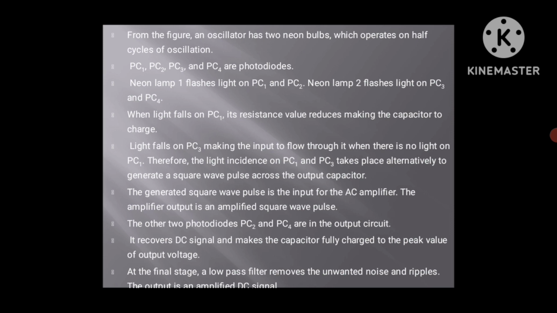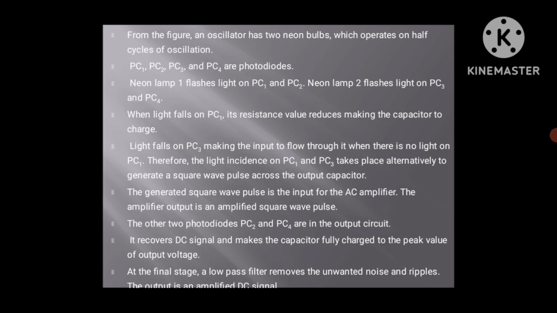When light falls on PC3, the current flows through it and there is no light on PC1. Therefore, the light incidence on PC1 and PC3 takes place alternately to generate a square wave pulse across the output capacitor. The generated square wave pulse is input for the AC amplifier. The AC amplifier is used to amplify the square wave pulse.